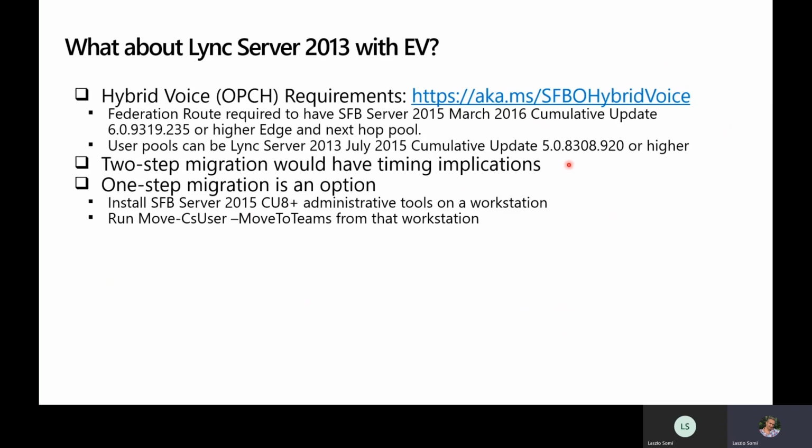Again, pay attention that two-step migration will have timing implications. You need to monitor when that Move-CsUser command has completed. But you have a saving grace here. You can deploy a one-step migration option by installing SfB Server 2015 CU8 plus administrative workstation. As a matter of fact, you can deploy several of them to have a parallel move from several workstations at the same time when you move users in bulk to Teams.